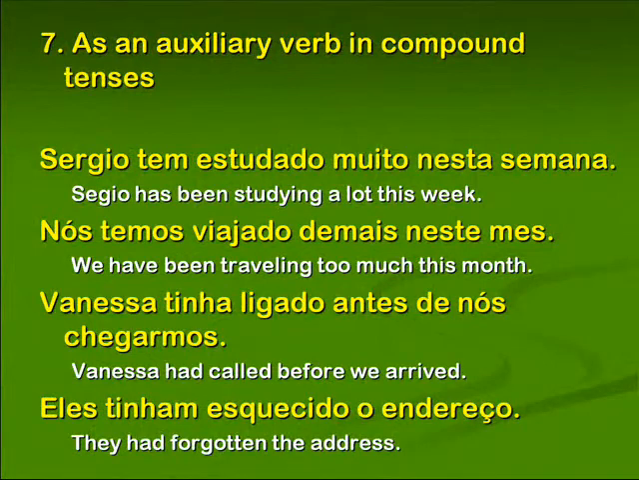Okay, ter is also used as an auxiliary verb to form compound verb tenses to say that someone has been doing something or that someone had done something. Now this is done using ter and the past participle of a main verb. The past participle is the form that usually ends in ado and ido. Okay? A couple of examples.